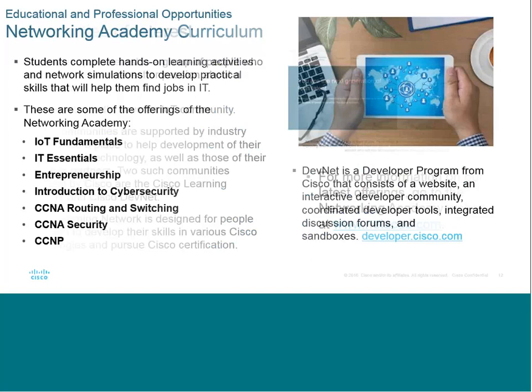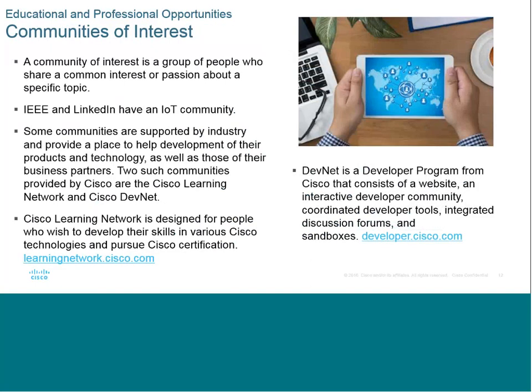Communities of interest. A community of interest is a group of people who share a common interest or passion about a specific topic. These people get together to share information and ideas about this topic. The shared interest allows the group to develop into a true community. So there is also a community of different people, working anywhere, sharing their knowledge and experience on the Cisco Networking Academy community.